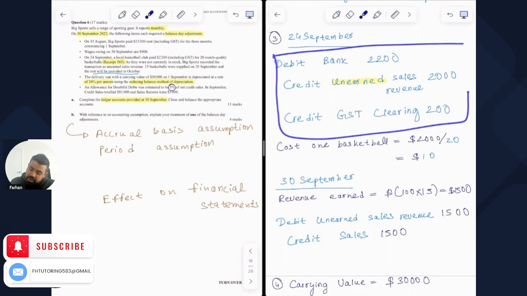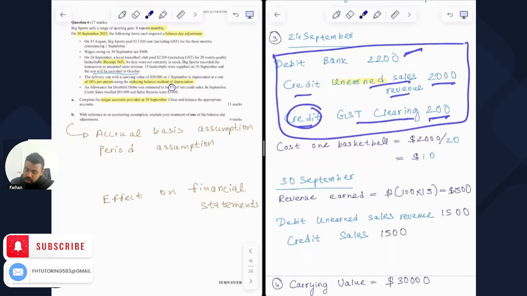Okay, so we understand the journal entry on 24th September. We debit bank by 2,200 because that's what we had received in cash. We are crediting unearned sales revenue of 2,000. This is a current liability, and by default, all liabilities are credited. And that is why we are crediting unearned sales revenue, but by only 2,000, not the GST. GST is to be recorded separately within the GST clearing account and on the credit side by 200 because this represents the GST we collected from customers, and this is what we owe to the ATO.